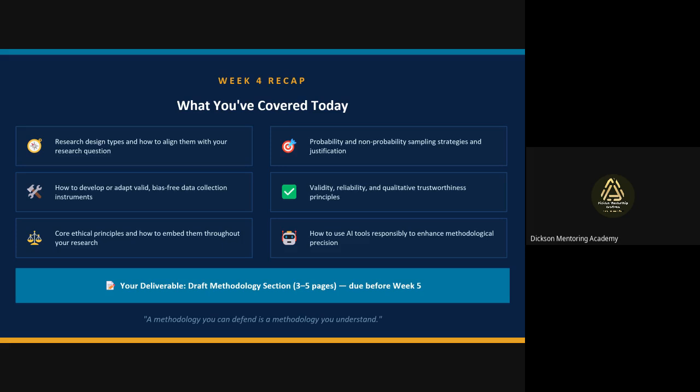So what we have done in today's class is research design types and how to align them with your research questions, probability and non-probability sampling strategies and justification, how to develop and adapt valid bias-free data collection instruments, validity, reliability, and qualitative trustworthiness principles, core ethical principles and how to embed them throughout your research, and how to use AI tools responsibly to enhance methodological precision.